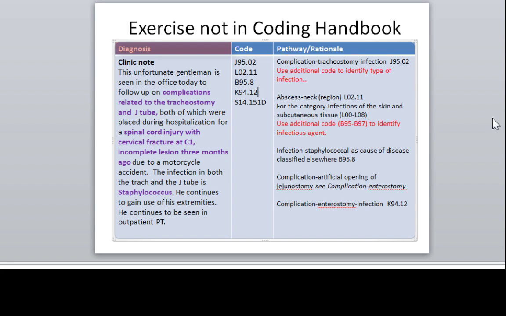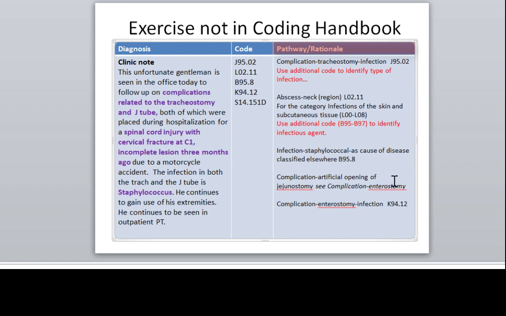I have in the purple font here bolded those main terms that are going to be coded. I have purposely not highlighted motorcycle accident, but many times that's an external cause code that you would be coding if you're working in the hospital. I have here the path for the complication of the trach with an instructional note, use additional code to identify type of infection. Then I have the neck abscess and additional code to identify the infectious agent, and here is the staphylococcal code. So those first three codes have to do with the complication of the trach.